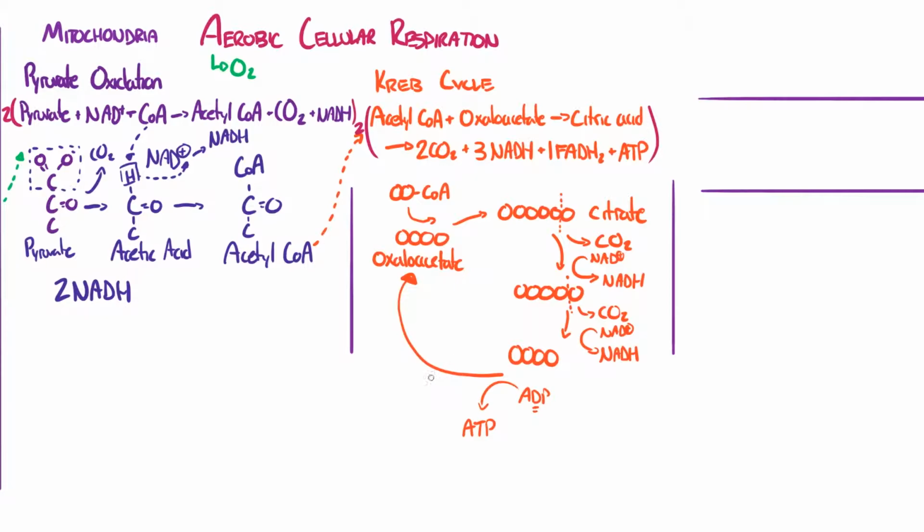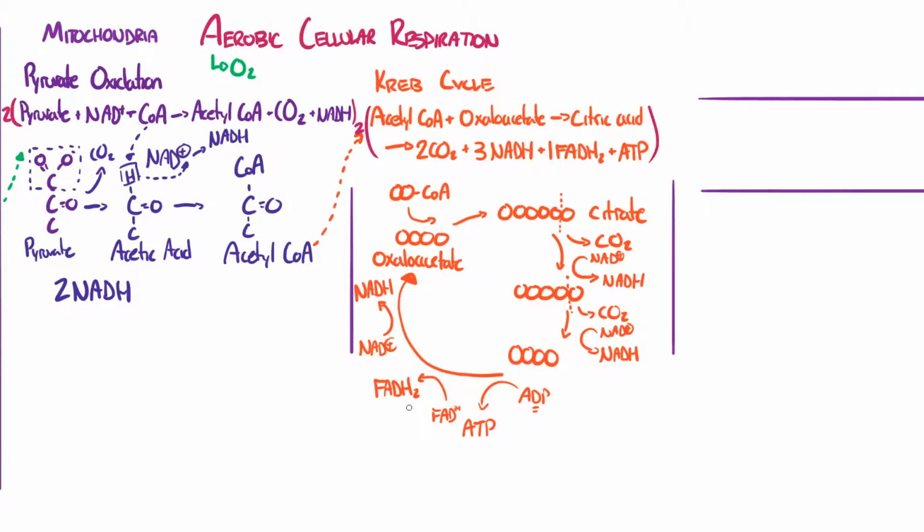And then on its way back to oxaloacetate, we're going to have FAD, which will come pick up hydrogens and make FADH2. And we're going to have one more. So we made 2 NADH. We're going to have one more NAD+ come by, pick up hydrogen, and make NADH.